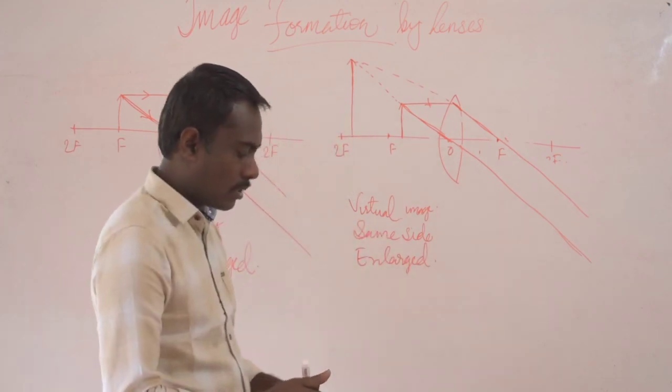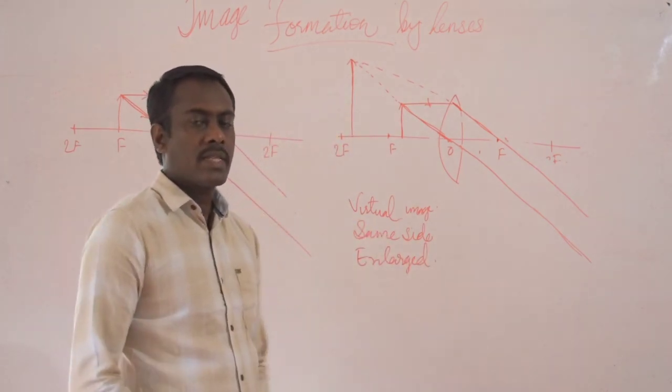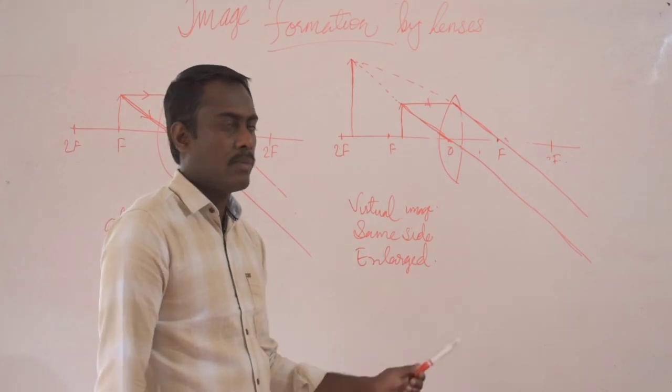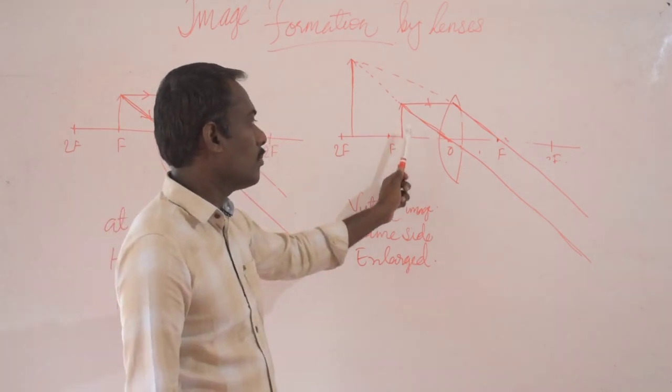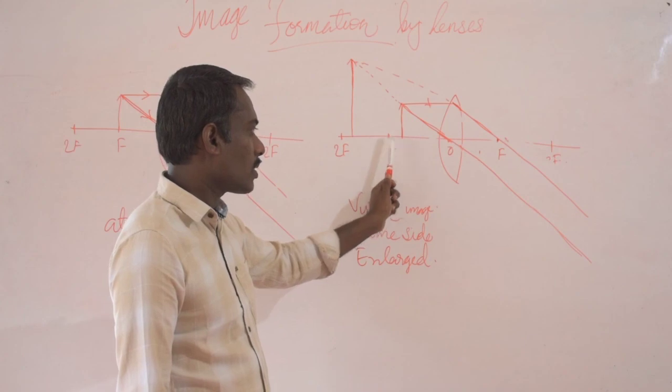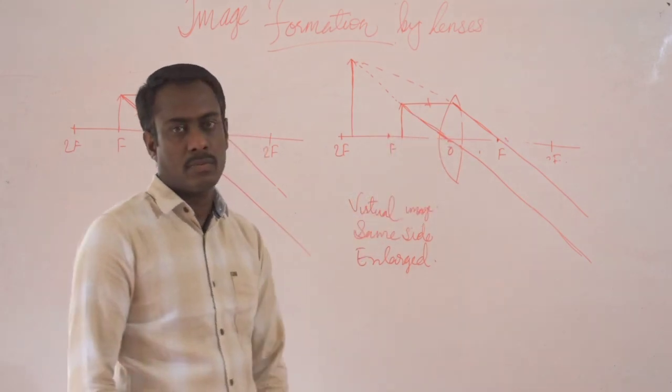So a convex lens forms a virtual image when the object is kept in between the principal focus and the optical center of the lens.